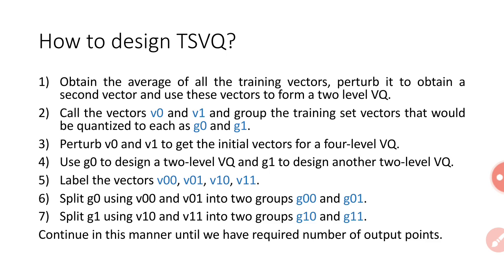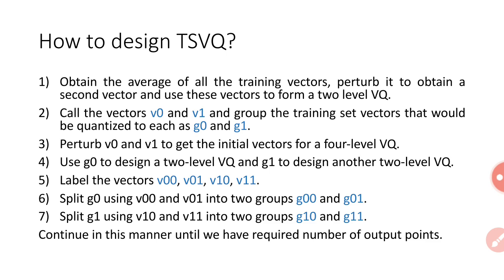The first step of the algorithm is to obtain the average of all the training vectors to get the first code vector. How will you get the first code vector? Taking the average of all the training vectors. Now there is one fixed perturbation vector. This perturbation vector is added to the first code vector to obtain the second vector. Now you have two code vectors, right? The first is obtained using the average of the training vectors, and the second is obtained by adding the fixed perturbation vector to the first vector.